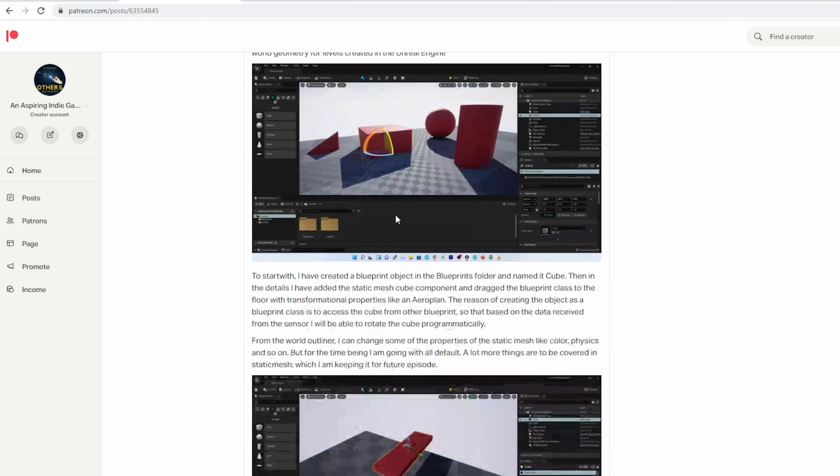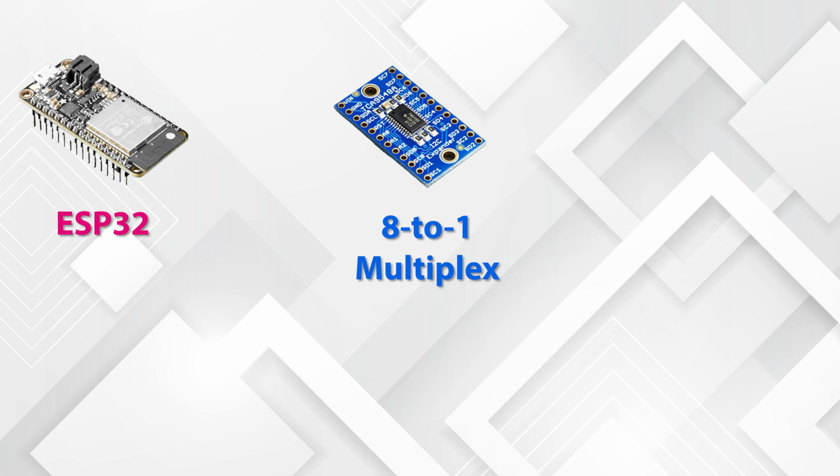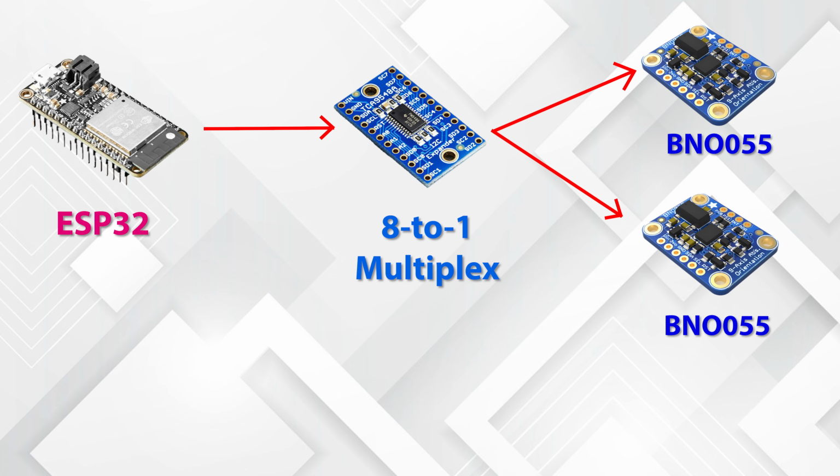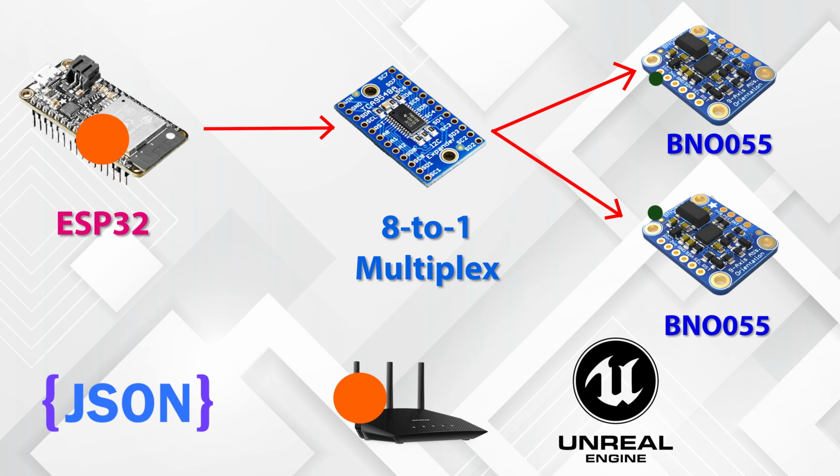Here are the steps I will follow to achieve the outcome. At first, connect my ESP32 to an I2C 8-to-1 multiplexer. Then, I will connect my BNO055 sensors with the multiplexer for ESP32 to access individual sensors and access the data. Once the data is extracted from the sensor, I will make a single JSON object with all the sensor information. And using asynchronous UDP protocol, I will transmit the data to Unreal Engine. Finally, to visualize the data in Unreal, I will map the sensor's details to multiple cubes' rotational angles. A lot to cover in one video, so let's get into it.